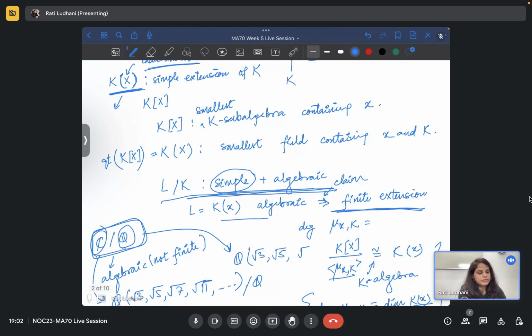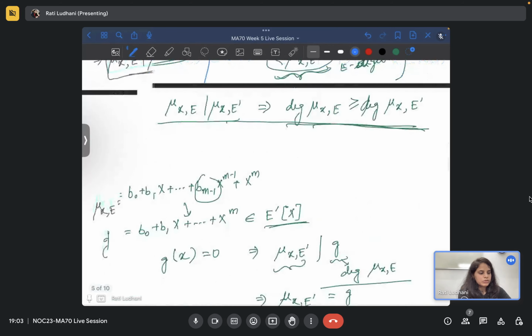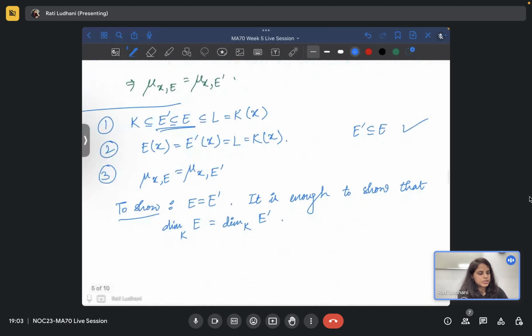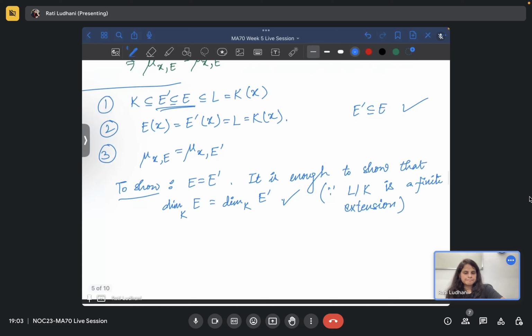Because if it is infinite, we cannot prove it with the dimension thing. If it is infinite, we cannot conclude anything, right? Since L over K is a finite extension, every subfield will be a finite extension also. And E and E' are subfields, so they will have finite dimension. Is that okay?